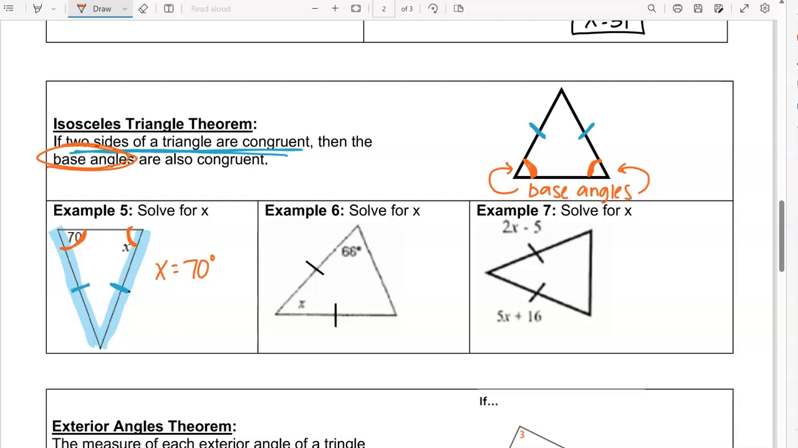We're going to come back to example 6. See if you can do example 7 on your own. Again, pause this video because I'm about to go over it, but pause it and try this one on your own.